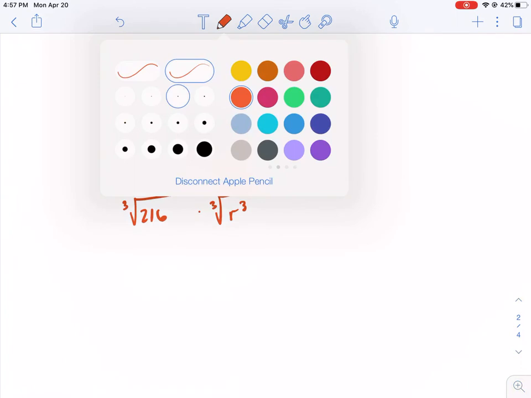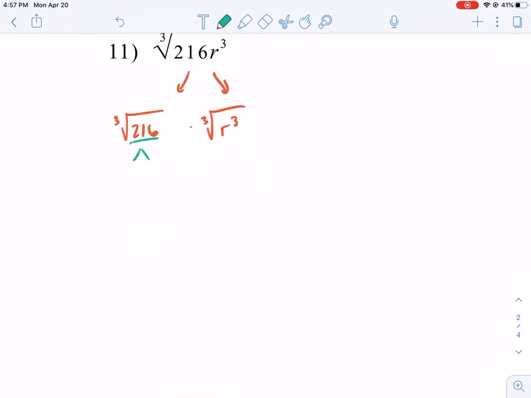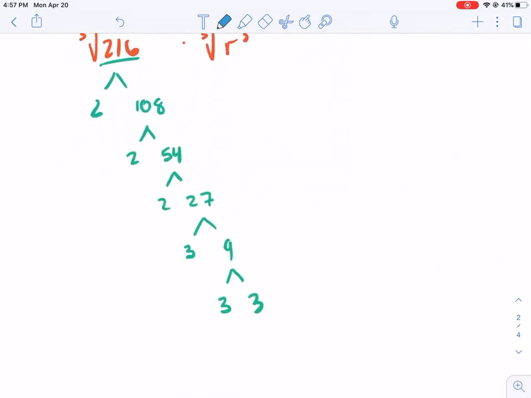I'm going to do the exact same process with 216 as I did with the square root. I'm going to factor this because I'm not very good at coming right off the cuff with perfect cubes that are factors of 216. So I'm going to start with factoring. I divide this by 2 and I get 108. I divide that by 2, I get 54. I divide that by 2, I get 27. Now I can't divide by 2, but what's another prime number I can divide by? 3, and I get 9, and then I get 3 and 3. Now, something interesting just happened, and I'll explain in just a second.